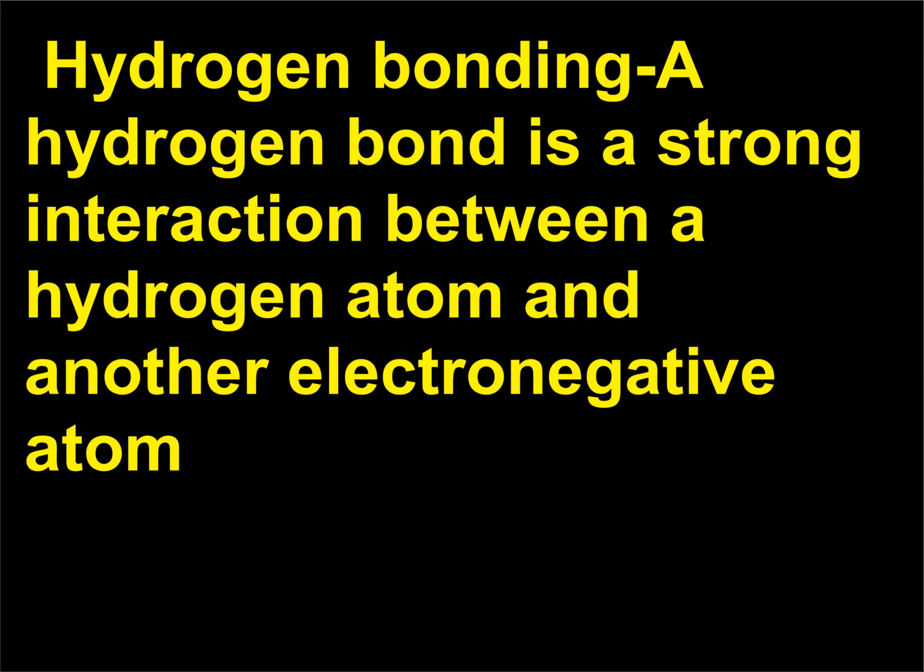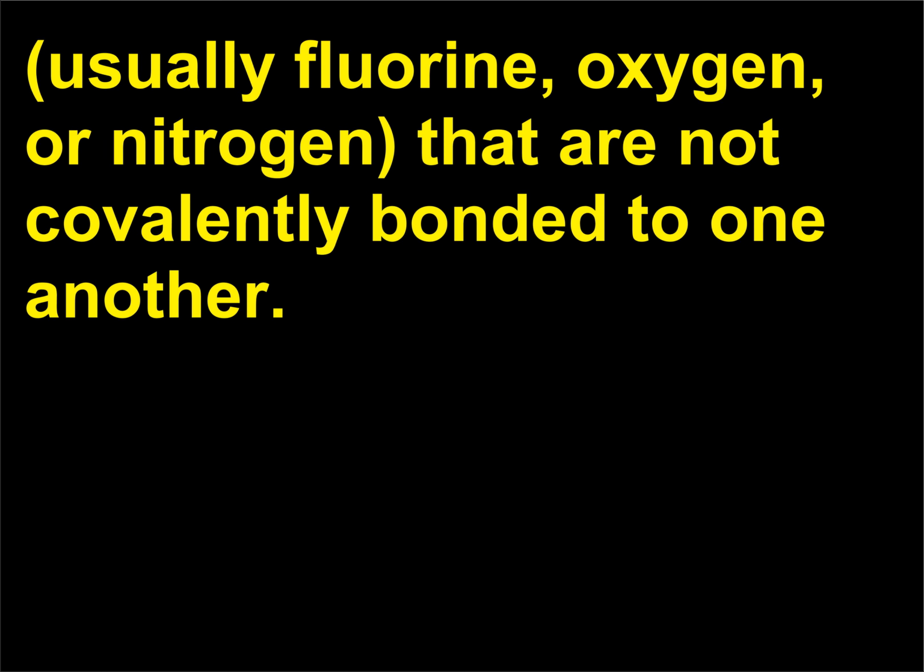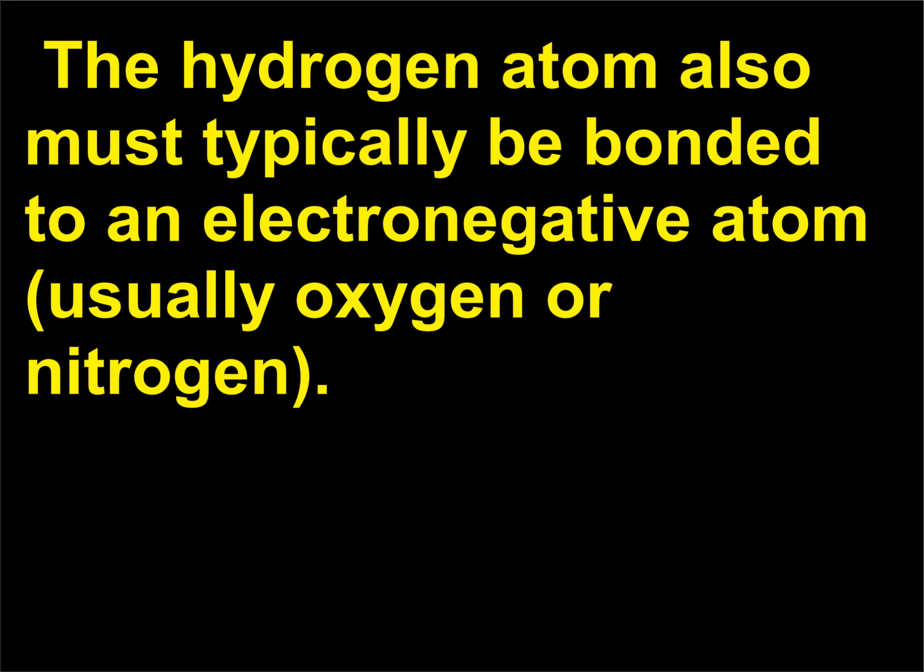Hydrogen bonding. A hydrogen bond is a strong interaction between a hydrogen atom and another electronegative atom, usually fluorine, oxygen, or nitrogen, that are not covalently bonded to one another. The hydrogen atom also must typically be bonded to an electronegative atom, usually oxygen or nitrogen.